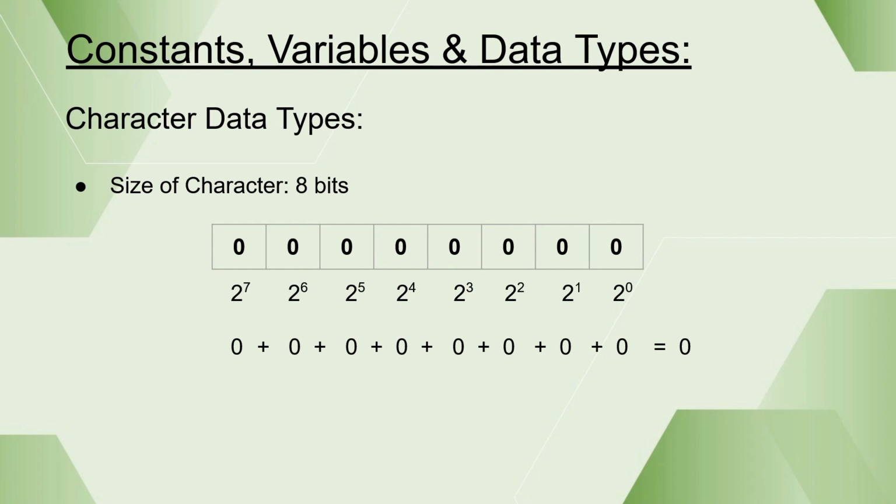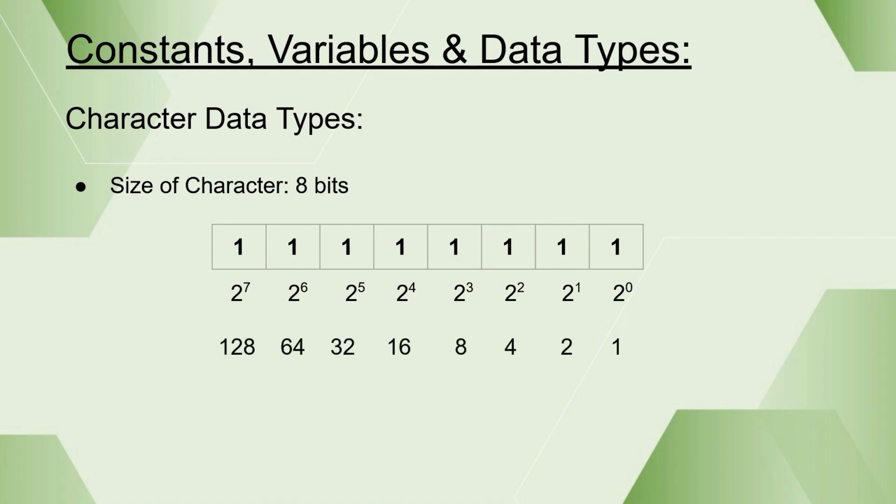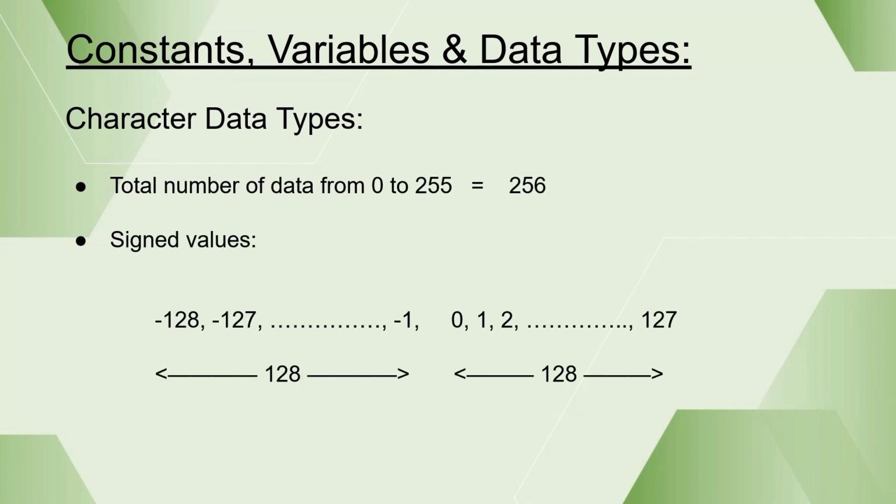Let's calculate with the maximum. Let's take the 8 boxes and put 1 in all the boxes. Then, same way, 2 to the 0 times 1, 2 to the 1 times 1, 2 to the 2 times 1, and so on. The values are 1, 2, 4, 8, 16, 32, 64, and 128. Let's add them. The value is 255. The total number of data from 0 to 255 is 256.